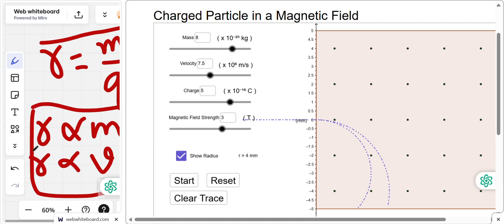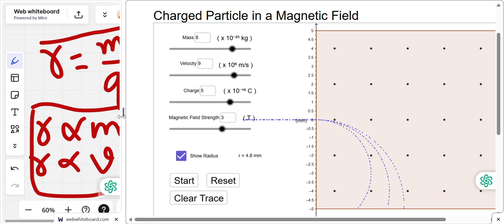Similarly, let's keep other things constant and change the velocity. Now let me increase the velocity. Previously it was 7.5, now let me make it 9. According to this relation, the radius should increase, since it is directly proportional. Let's see, the radius should increase. Okay, it is also verified. Yes, we can clearly see that the radius has increased.